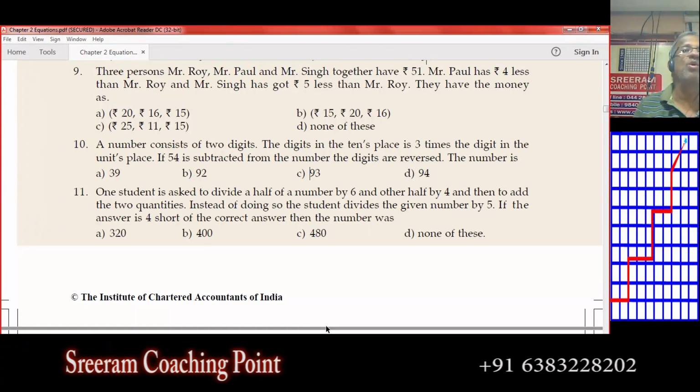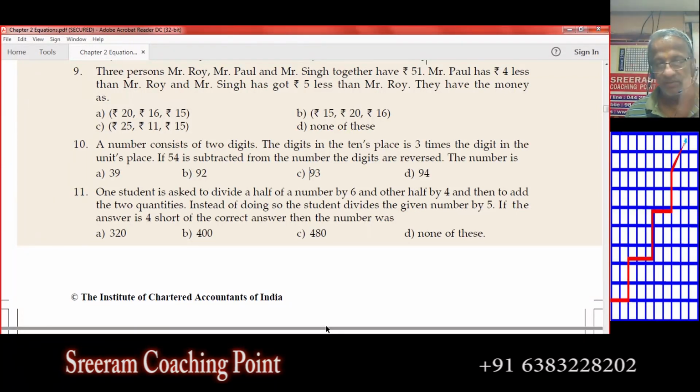Now let us just go deeper into the subject. One student is asked to divide a half of a number by 6 and the other half by 4. Then to add the two quantities. Instead of doing so, the student divides the given number by 5. If the answer is 4 short of the correct answer, then the number is what? So prima facie it looks a little tricky, but it is not that.